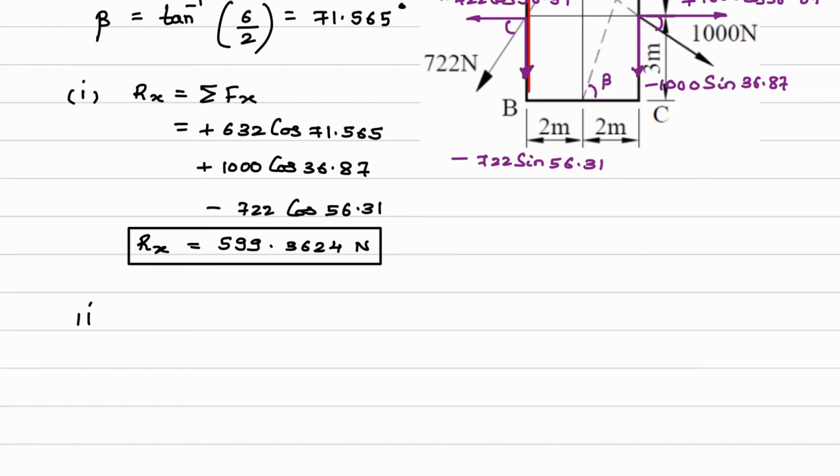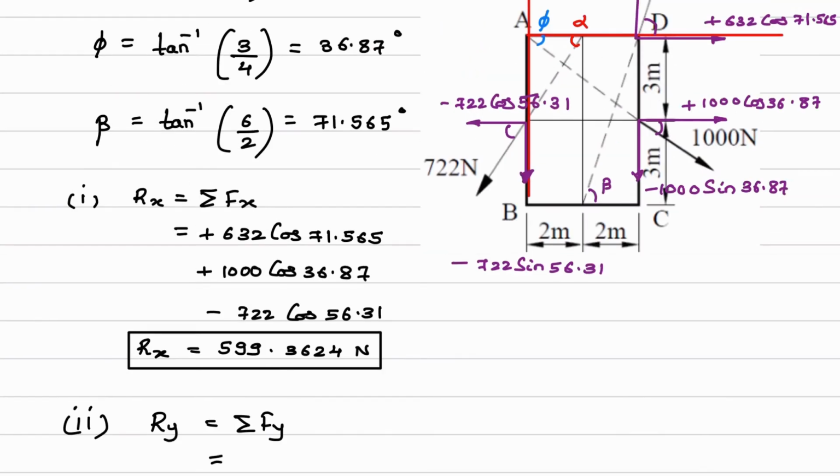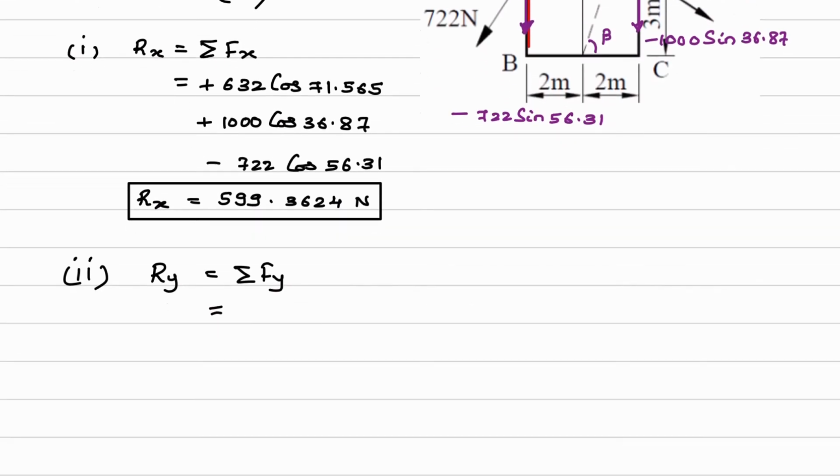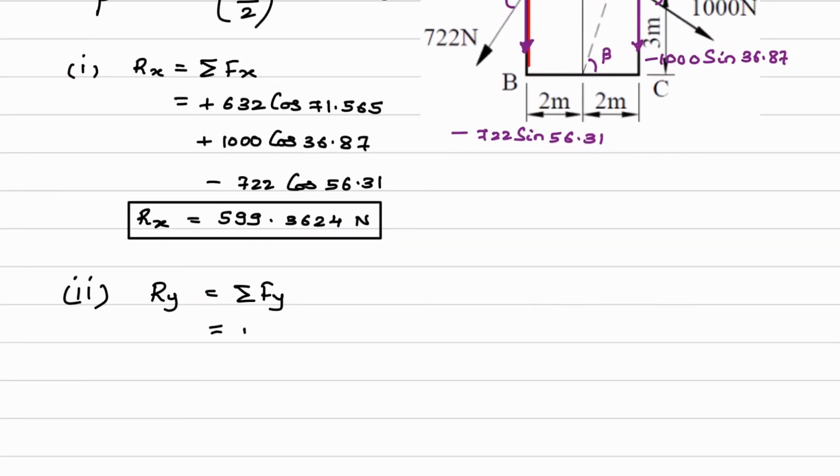Then second step will be calculation of Ry. So Ry is equal to summation Fy. Add all the forces in vertical direction. So we'll go by sequence again. First force will be this one. So 632 sine beta, and beta was 71.565.